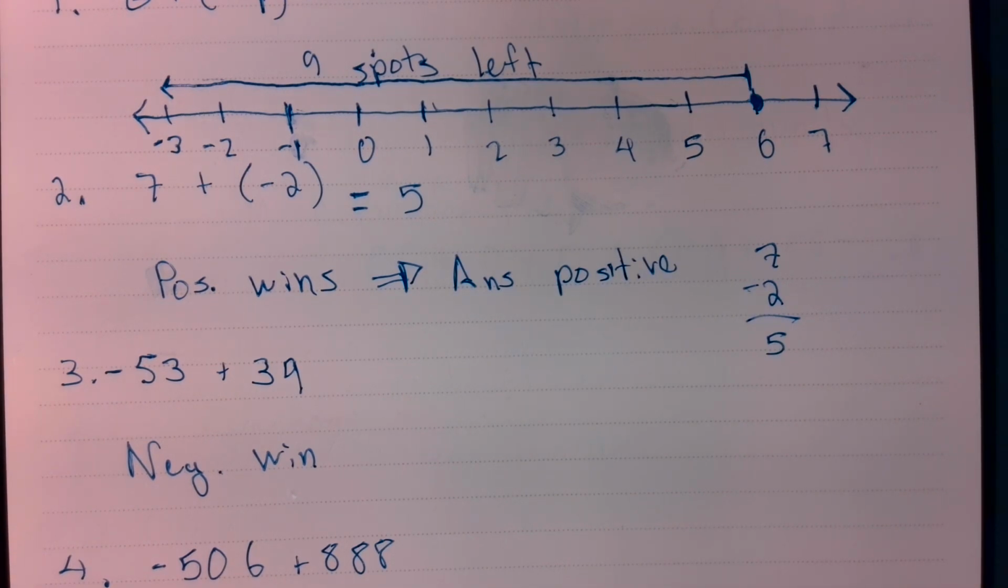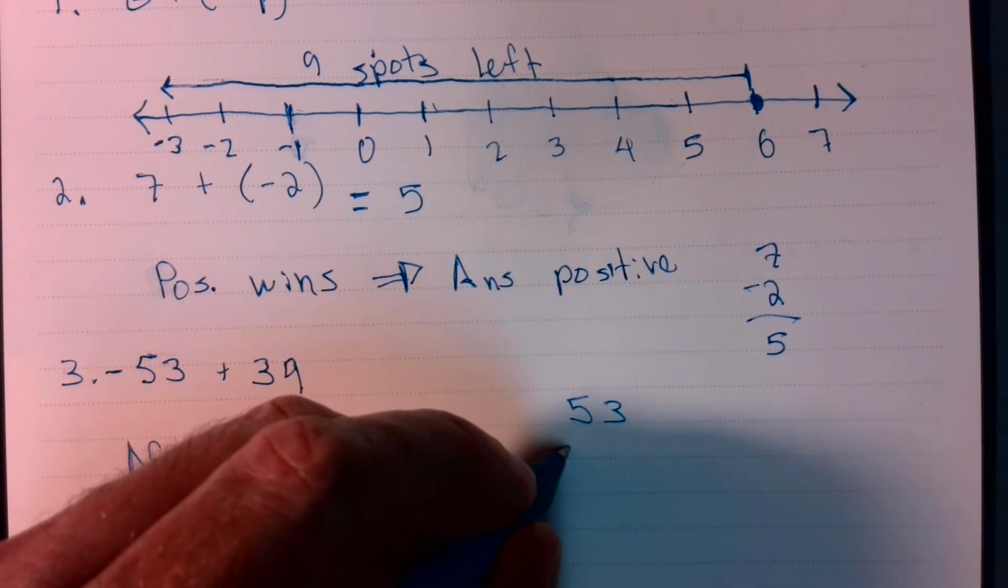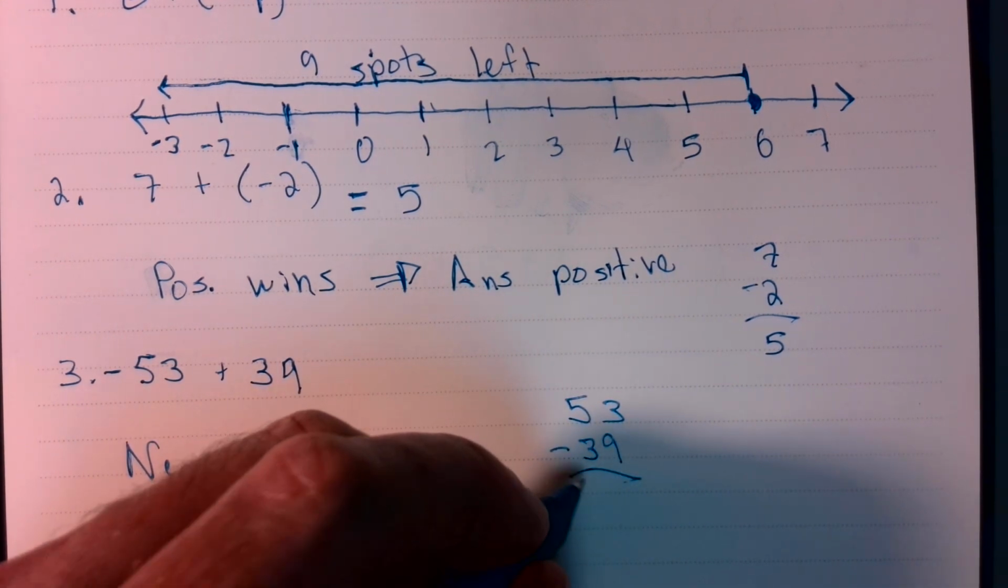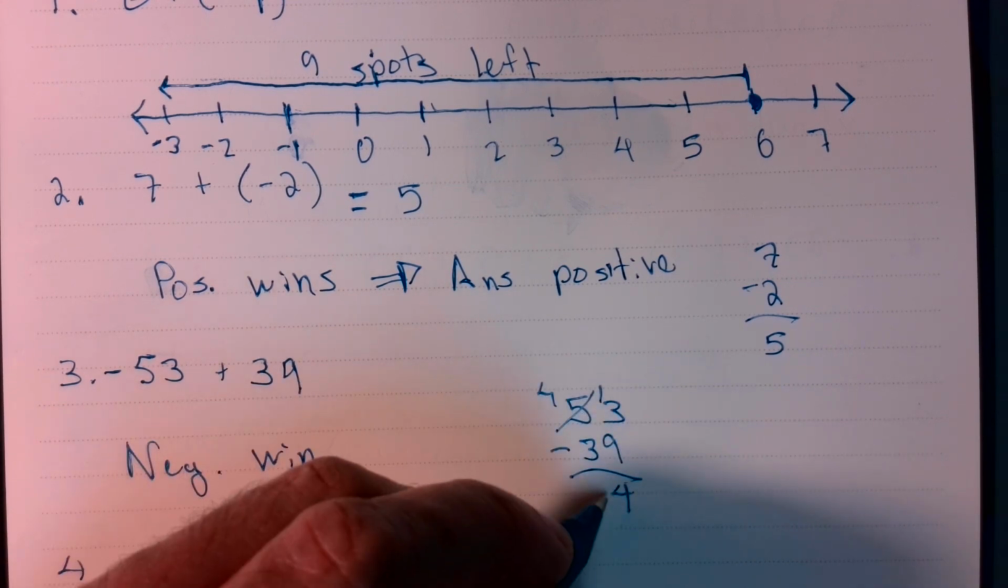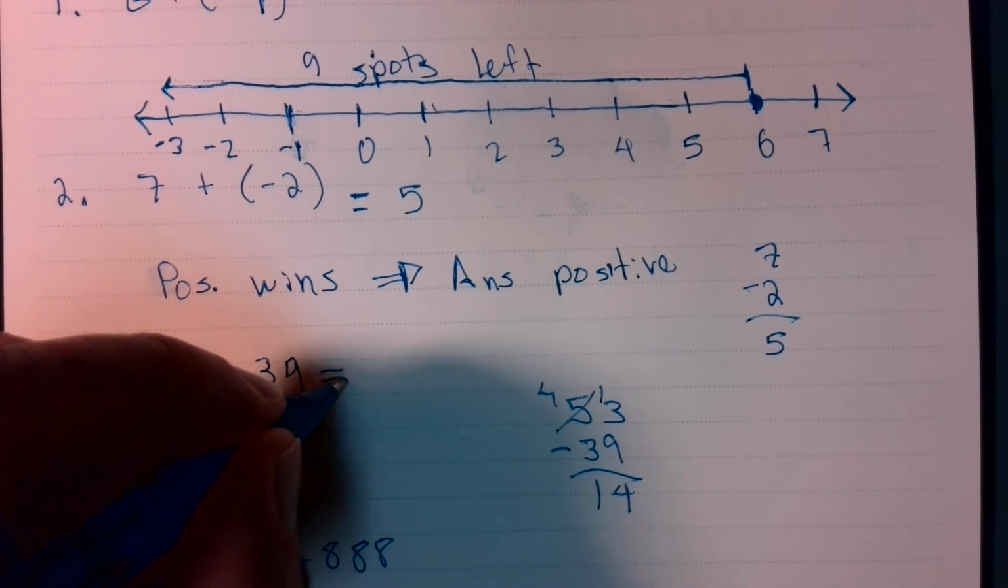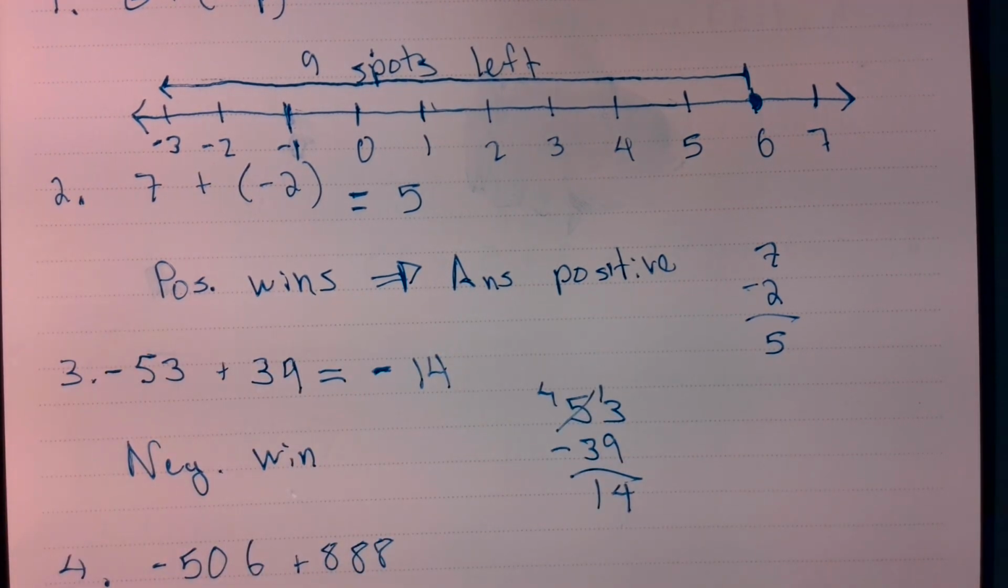53 beats 39. Okay? So I'm going to do my subtraction. I'll do 53 minus 39. Okay, I've got to do some borrowing here. Do 13 minus 9. I get 4. Okay, I get 14. Since the negative number wins, my answer is negative, and it's 14.